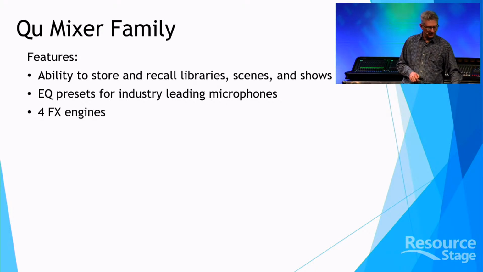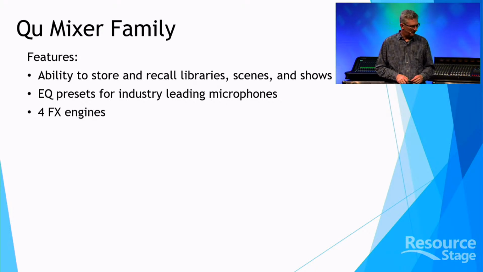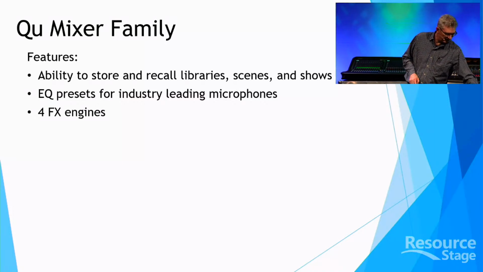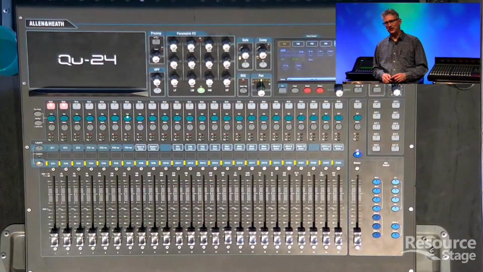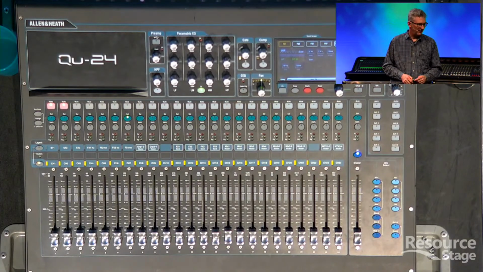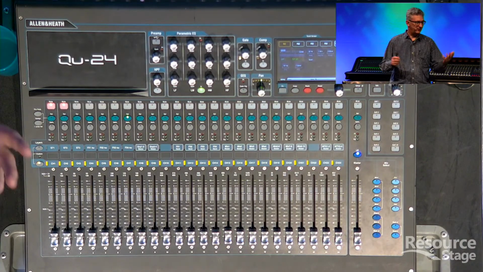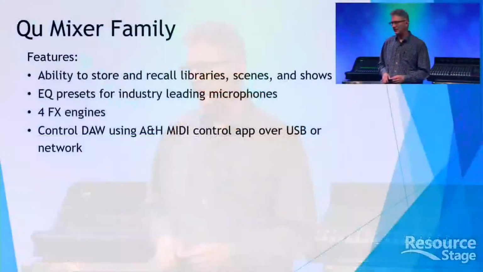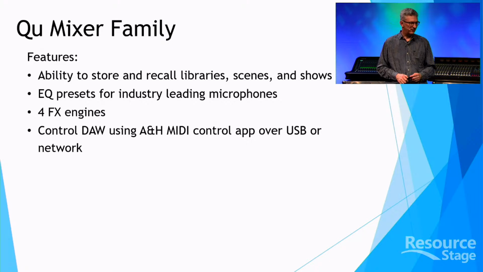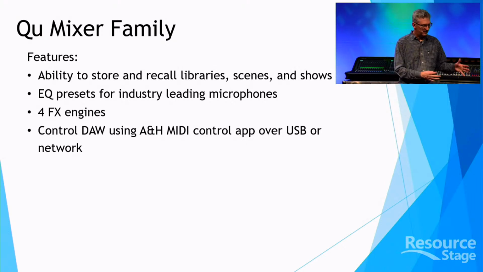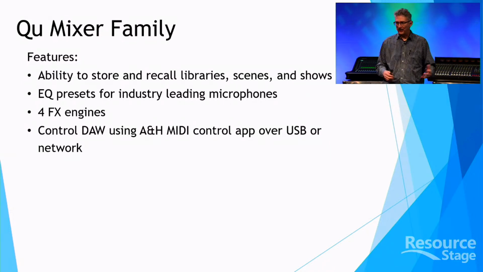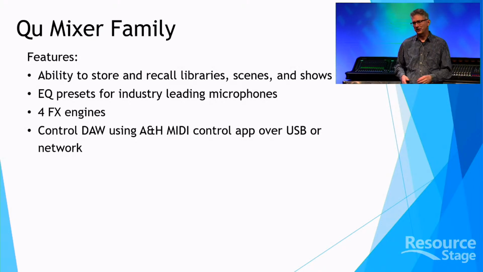There are 4 effects engines in the QU mixing console, accessed through the controls on the right hand side of the console, and you can control a DAW using the Allen and Heath MIDI app over USB or the network. So it's a very, very versatile mixing console. It's got a lot of features to it. We didn't really talk about the operation of the mixing console, but a lot of the things that are found in it are found in a lot of mixing consoles, but this one makes it very, very simple to use.